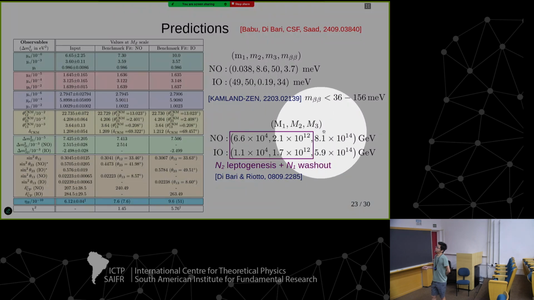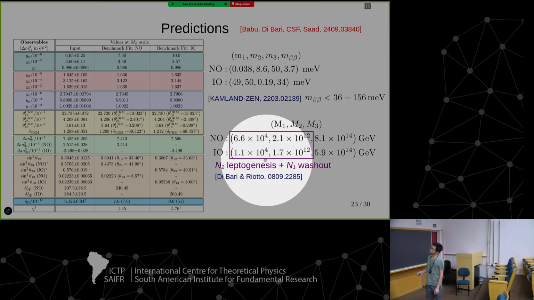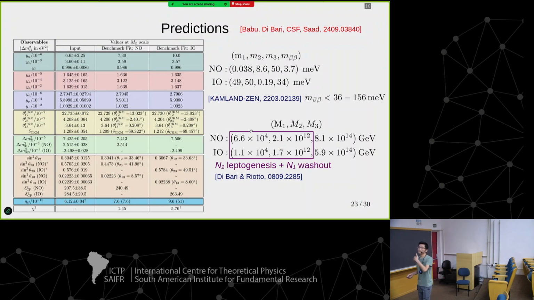But this kind of spectrum gives rise to an interesting scenario for those who work in this field. So basically, you have mainly N2 genesis because it's too heavy. So basically, the asymmetry comes from decay of N2. But then N1 is there, so it can erase the asymmetry. No? So this is a kind of combination.